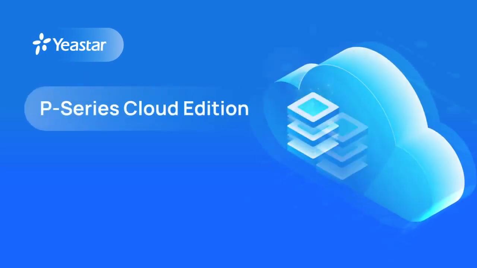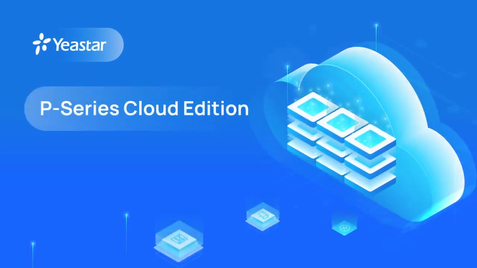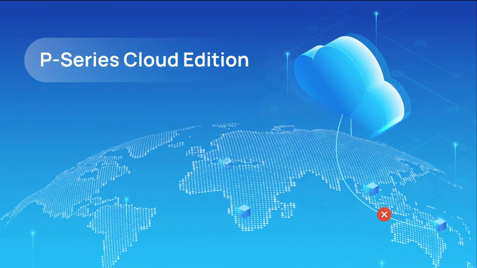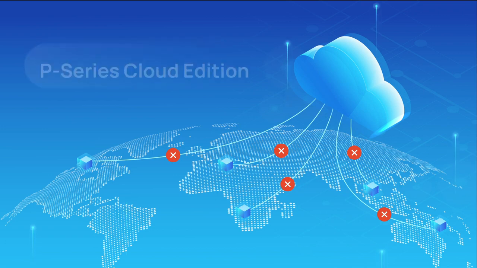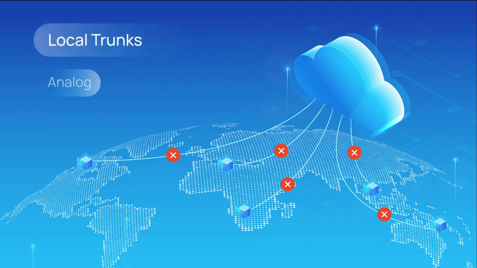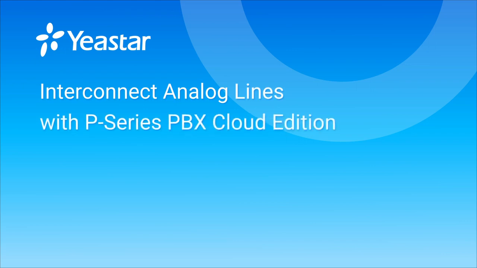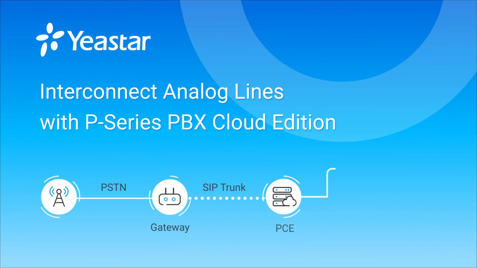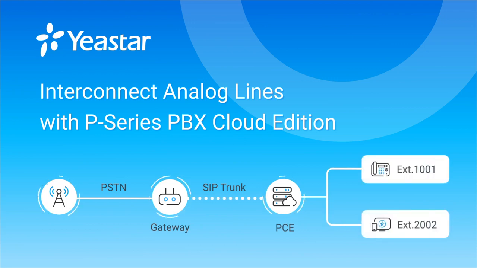P-Series PBX Cloud Edition is totally hosted on cloud. Just as any other cloud-based phone system, the integration with physical trunks is a tricky yet very common issue, as a lot of users have still subscribed to phone service based on local trunks, like analog, E1, and BRI lines. In this video, we will show you how to interconnect your analog lines to P-Series PBX Cloud Edition. Follow this video and you can do this easily.